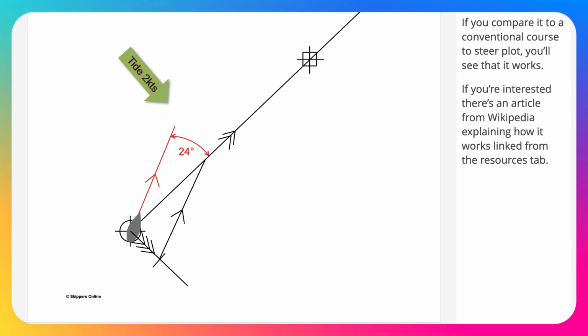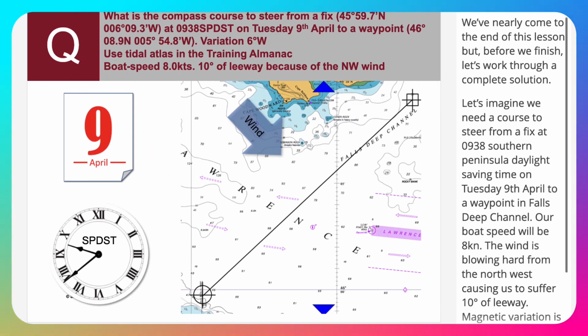If you compare it to a conventional course to steer plot, you'll see that it works. If you're interested, there's an article from Wikipedia explaining how it works, linked from the Resources tab. We've nearly come to the end of this lesson, but before we finish, let's work through a complete solution.